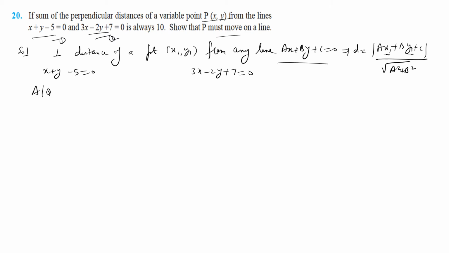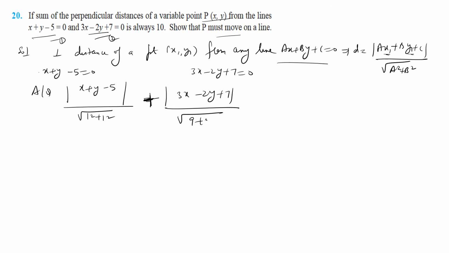So according to the question, I will apply this formula, but in place of x1 y1 you have to take just xy. So the perpendicular distance will clearly be x plus y minus 5 upon under root, your coefficient here is 1 and here is 1, so 1 square plus 1 square. This is equal to, okay, sum of distances means plus the second distance, 3x minus 2y plus 7 upon under root of 9 plus 4.